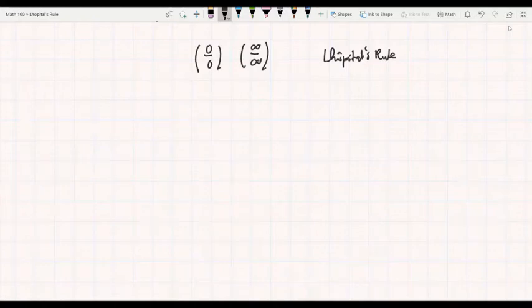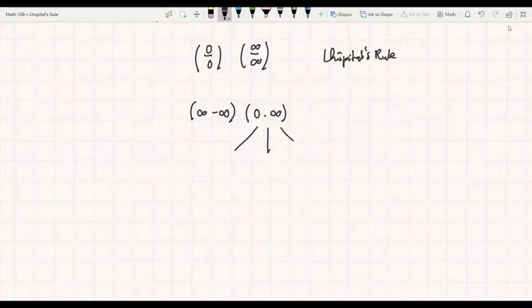So for instance, we will consider limits of the form infinity minus infinity, or we will also encounter limits of the form 0 times infinity. And then later on, we will see that from the indeterminate form 0 times infinity, this will give rise to the other exponential types of indeterminate forms. So, namely, 0 raised to 0, infinity raised to 0, or 1 raised to infinity.